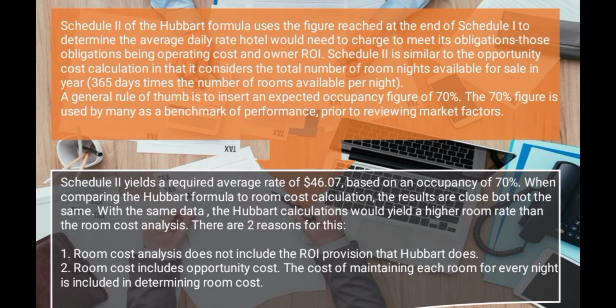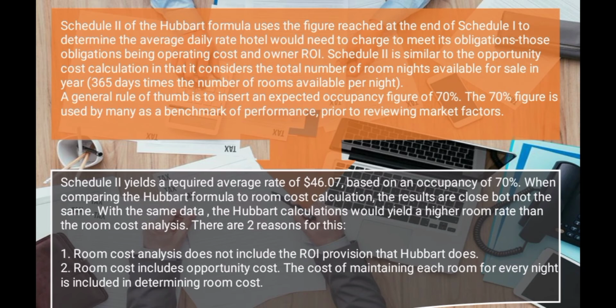Schedule 2 of the Hubbard formula is a simple calculation that determines the average daily rate per occupied room required to produce the amount to cover costs and a reasonable return on the present fair value of the property in order to arrive at the number of occupied rooms to be used as a basis for the computation of the required average rate per occupied room.